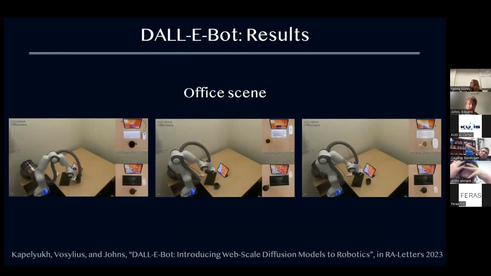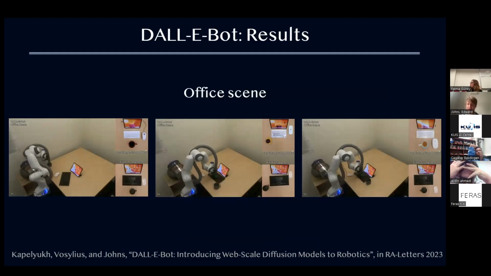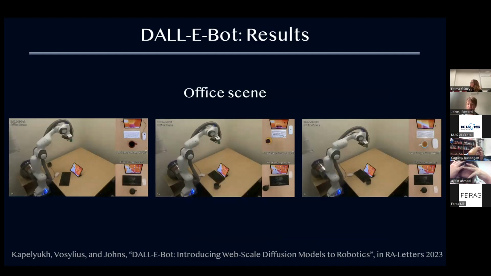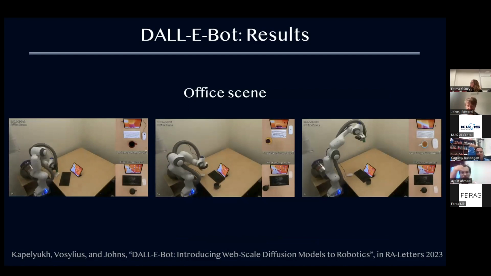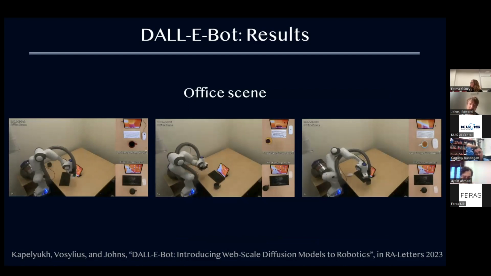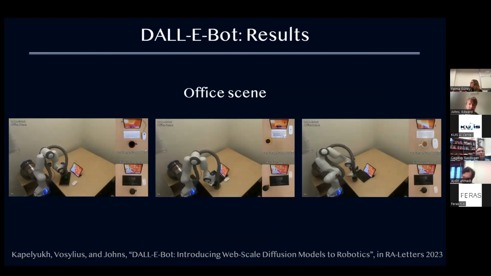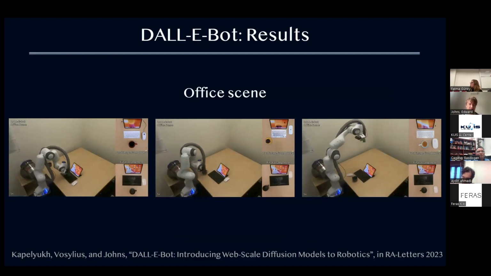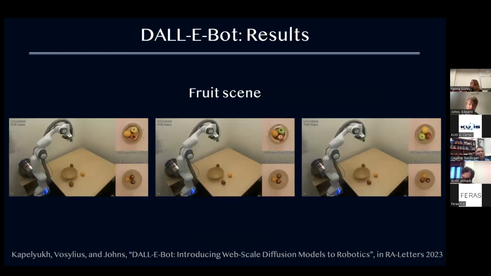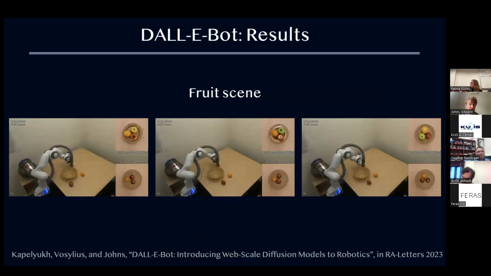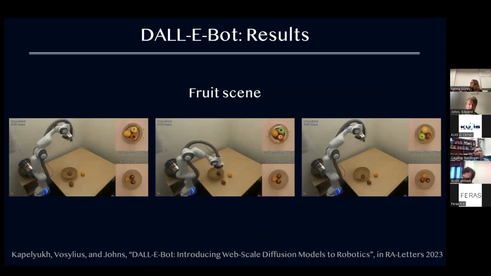Here we have an office scene. The robot here is able to figure out that the keyboard should be aligned nicely parallel to the bottom edge of the monitor, and that the mouse and the mug should be arranged to the side or just below the keyboard. And finally, we have a fruit scene. Here we have a robot realizing that the apples and the orange should go inside the basket.